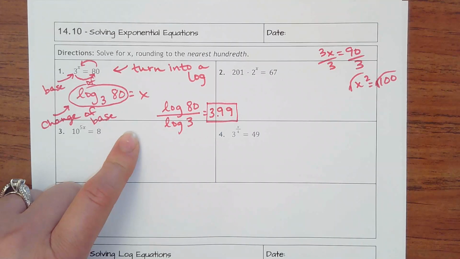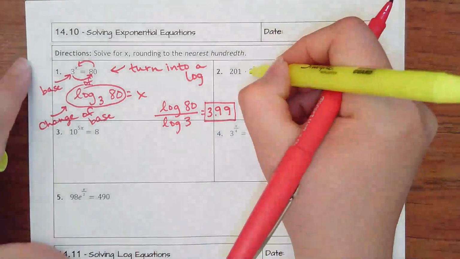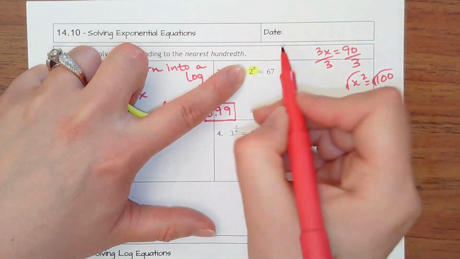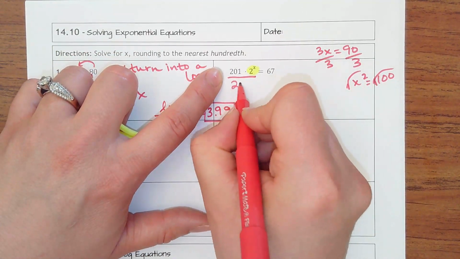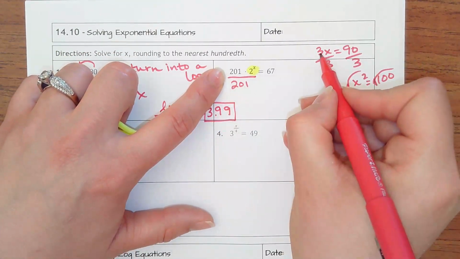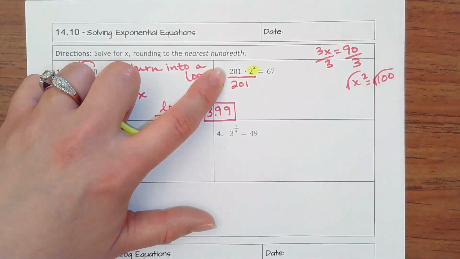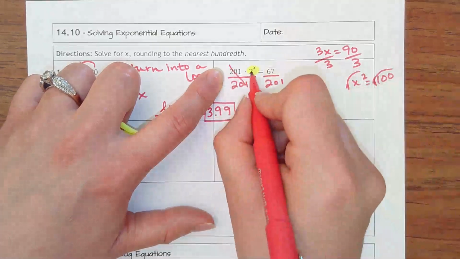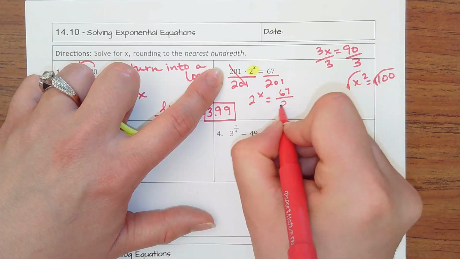All right, number 2 builds on that, but you have to have your exponential part by itself to be able to turn into a log. So we actually want to get rid of the multiplication by dividing by 201. It's kind of like in this equation when we have multiplication, we get rid of that by dividing to get x by itself. So I'm going to divide both sides by 201. So then I'll have 2 to the x power equals 67 over 201.